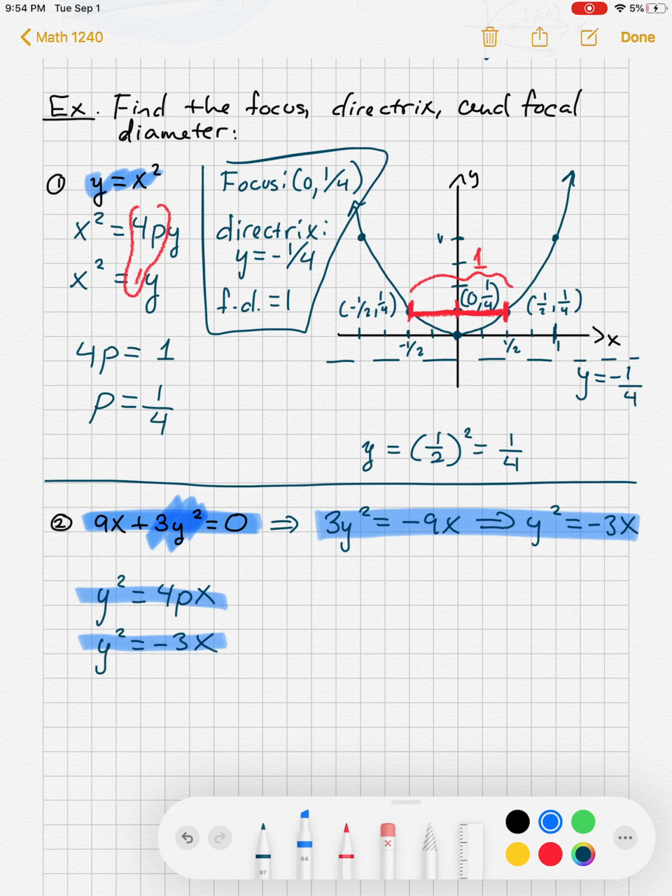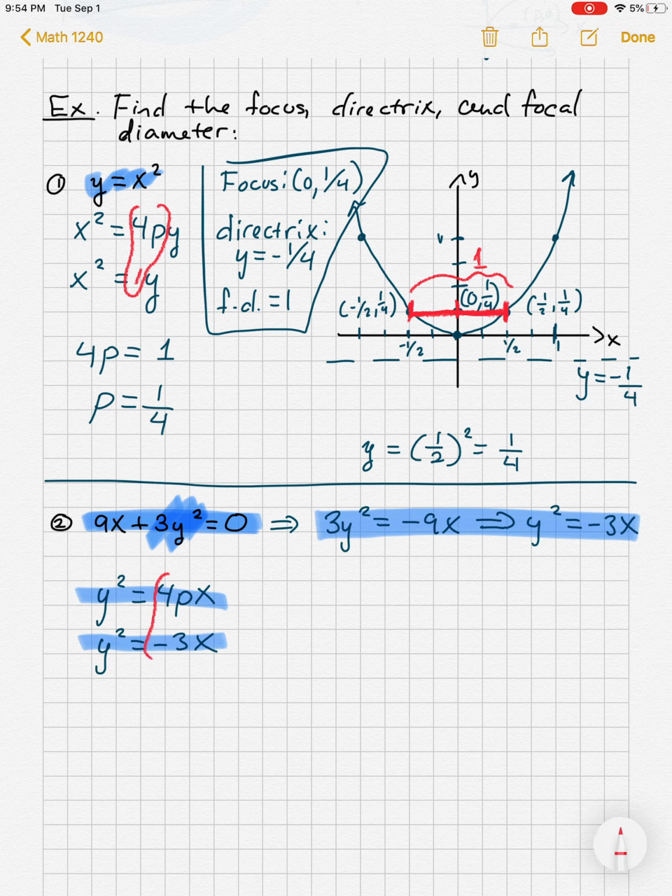Then I'm comparing the two. So I know the coefficients need to be equal. In other words, I know 4p has to be equal to -3. So p has to be -3/4.